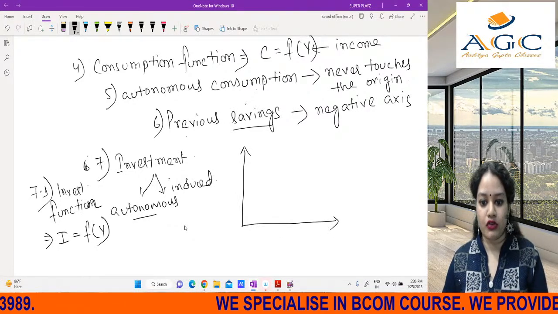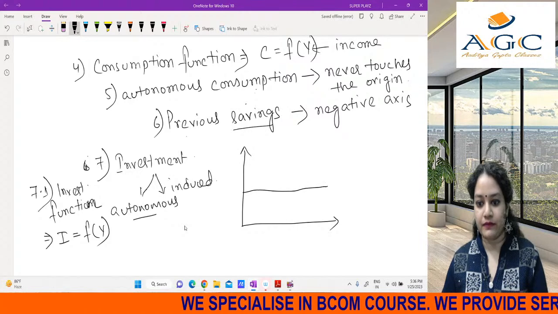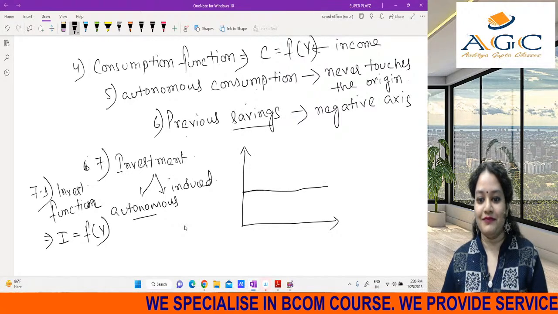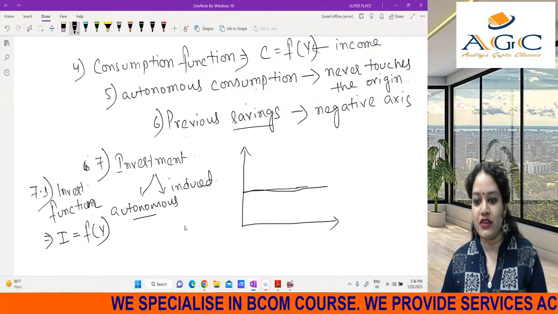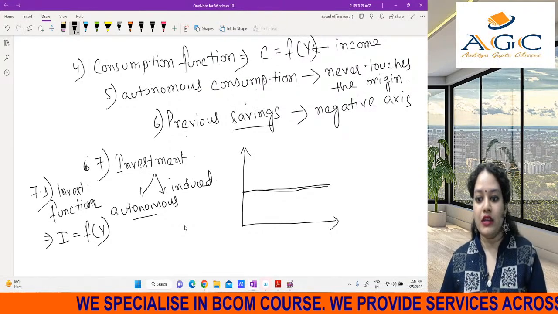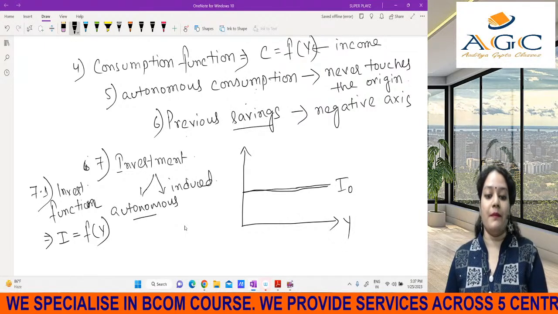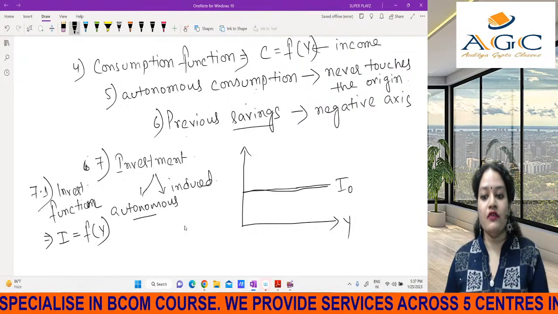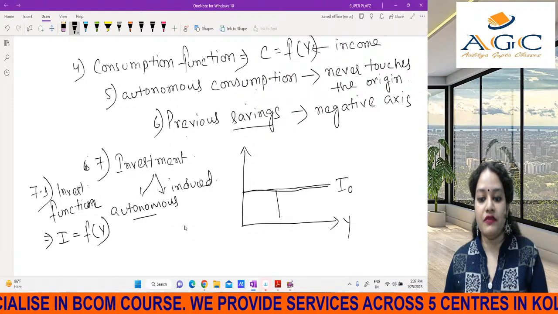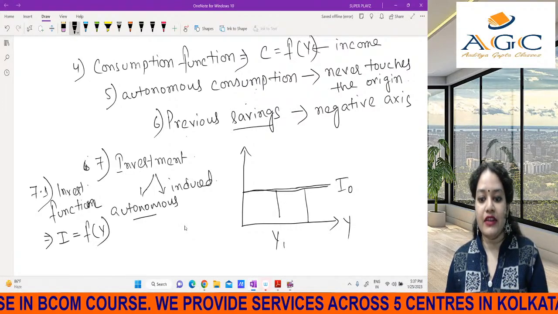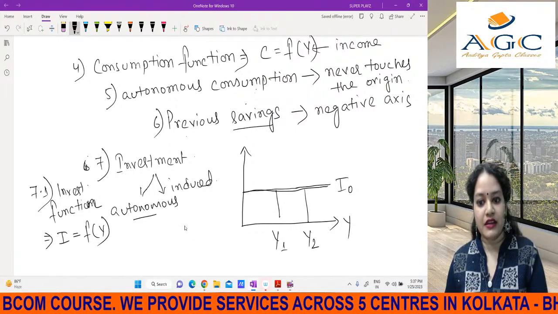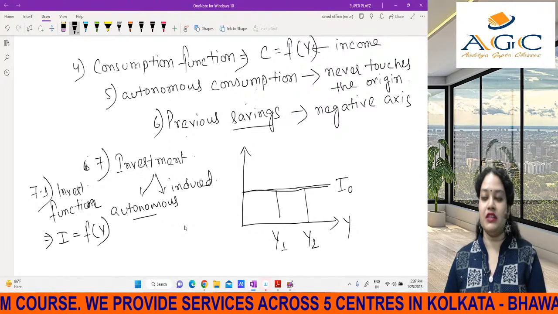So your diagram for autonomous investment would be like this. This is a straight line. It has become a bit curvish, but it is a straight line. Okay, so this is your I naught and this is your level of income. So autonomous investment is what? Autonomous investment will remain fixed at any level of income. Clear? This is autonomous investment.